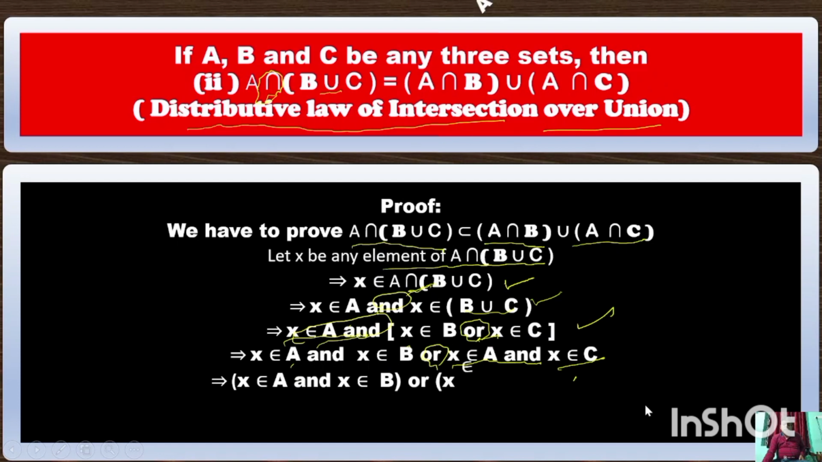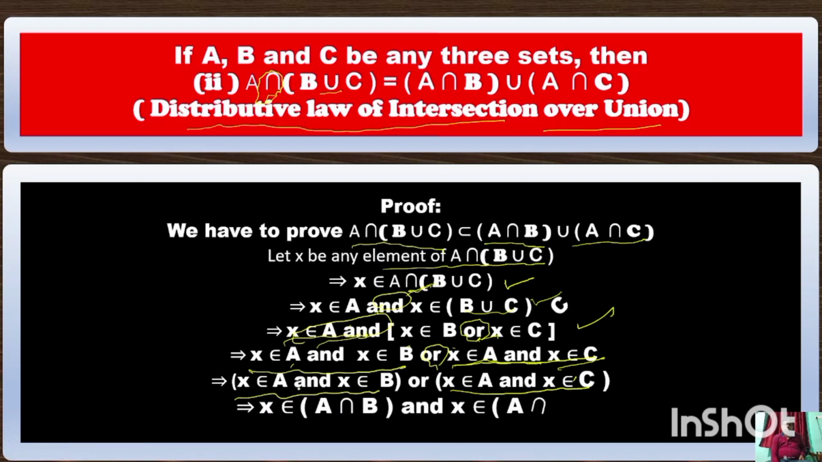Okay, so understand? If you rearrange, x belongs to A and x belongs to B, or you give the bracket, x belongs to A and x belongs to C. Now you see x belongs to A and x belongs to B: what is the value? x belongs to A intersection B. Similarly, x belongs to A and x belongs to C is also x belongs to A intersection C. Thus we get x belongs to A intersection B union A intersection C. So x belongs to A intersection B union C, then x belongs to A intersection B union A intersection C.